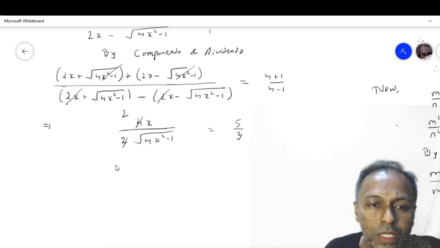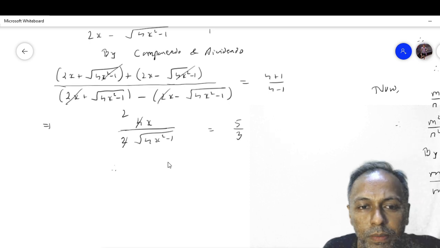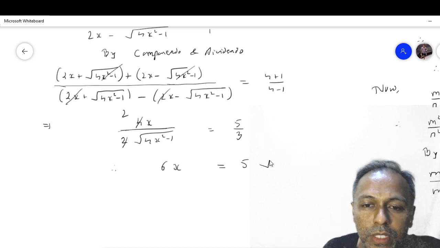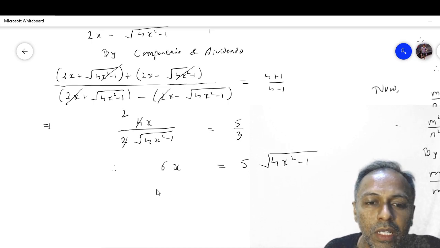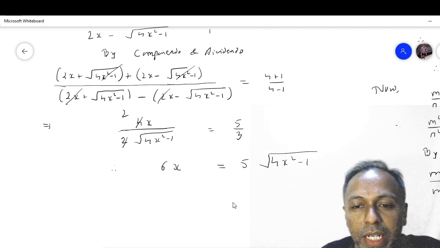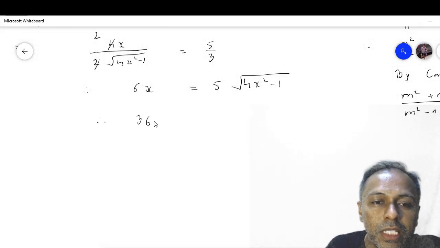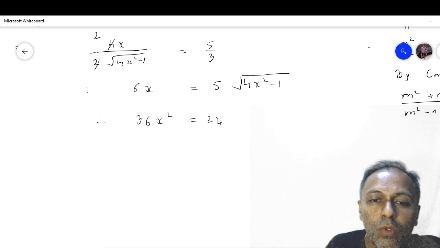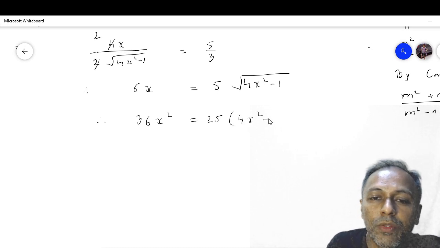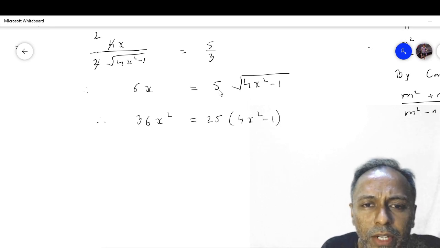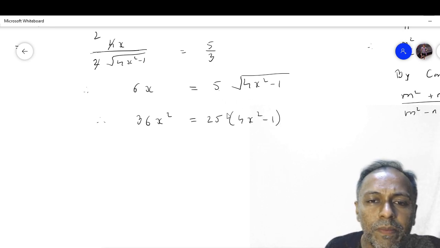2 ones are 2, 2 twos are 4. This gives you 6x is equal to 5 times root of 4x square minus 1. Let's square on both sides. On squaring both sides, we will get, yes, you can do orally the squaring. So this will become 36x square is equal to 25 bracket 4x square minus 1. Many students write 5 as 5, they forget to square this. Be careful there, and don't forget to write the reason, taking squares.